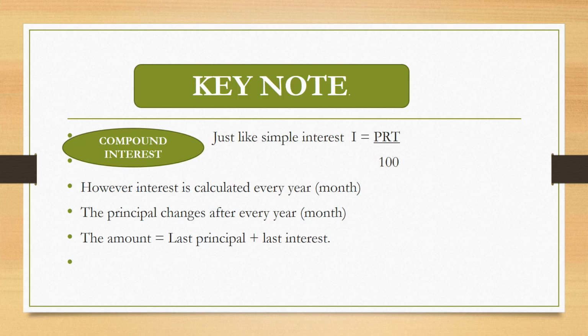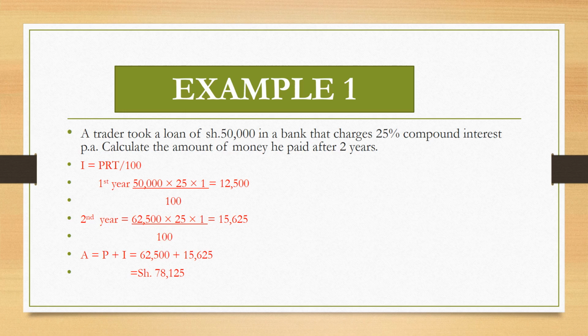Let's look at our first example. A trader took a loan of 50,000 Kenyan shillings in a bank that charges 25% compound interest per annum. Underline that it is compound interest, not simple interest. Calculate the amount he paid after 2 years. No problem. Just remember that in compound interest you don't multiply times 2. If it is 2 years, it is times 1 times 1, and you need to calculate the interest of every year.